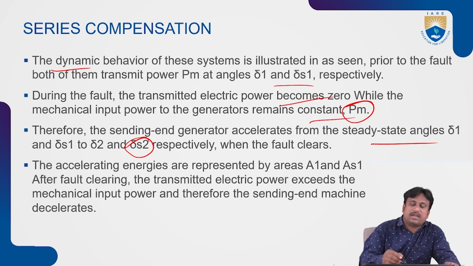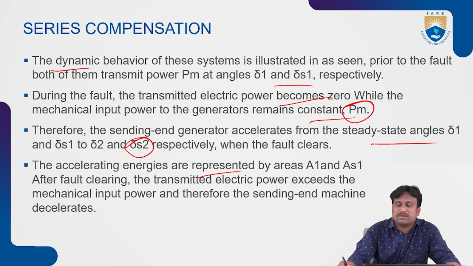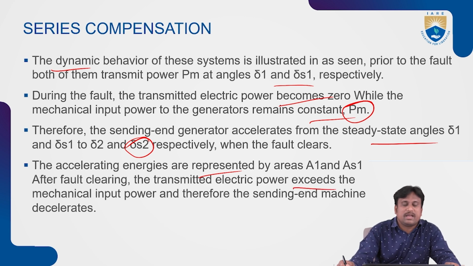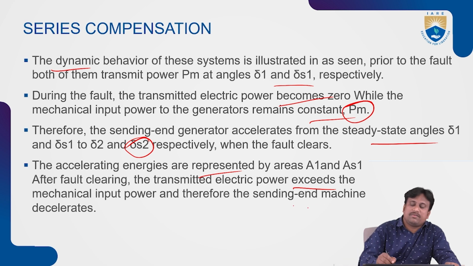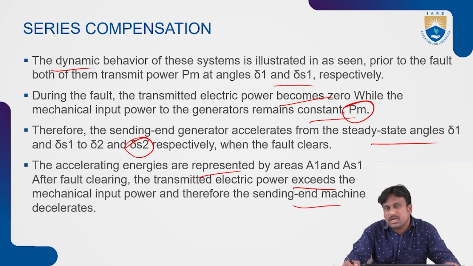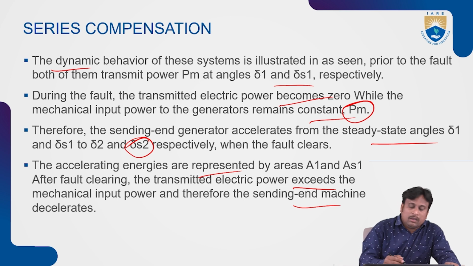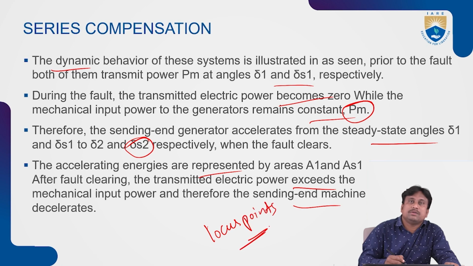So accelerating energies are represented by areas A1 and AS1. This is after the fault clearing case. So the transmitted electric power is going to exceed the mechanical input power, and therefore the sending end machine is ready to decelerate its locations. So based on the locus points considered, the system parameters are going to happen.